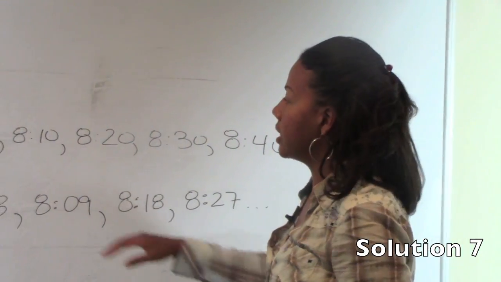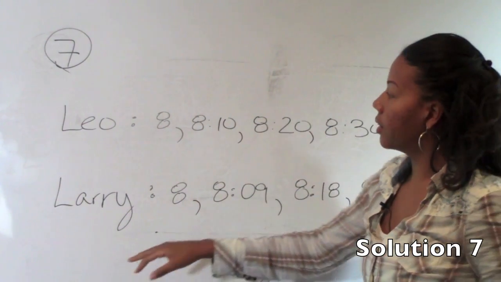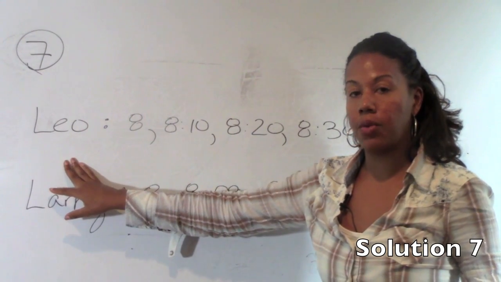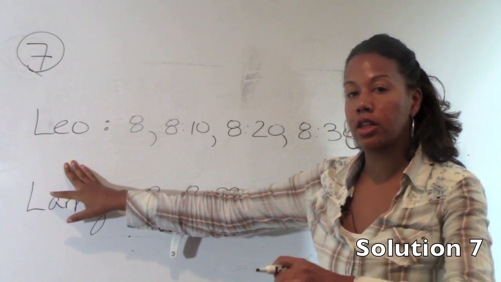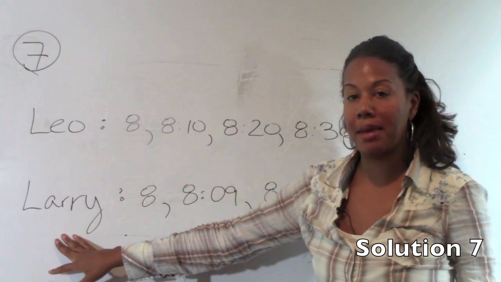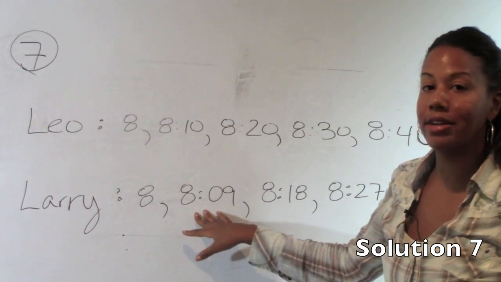Question 7. Question 7 tells us that Leo and Larry are not morning people and they both like to hit snooze. Okay? Leo's alarm goes off beginning at 7 a.m. and once he hits snooze, the snooze rings his alarm again every 10 minutes. Larry's alarm goes off for the first time at 8 a.m. and his snooze then goes off every 9 minutes.